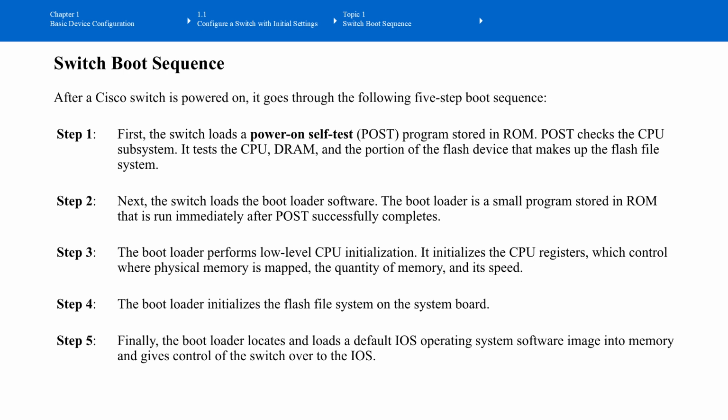It is stored in ROM, where ROM stands for read-only memory. This memory is a volatile memory, which means it stores data as long as it receives electricity. In other words, it only stores information if it's on. POST checks the CPU subsystem. It tests the CPU, DRAM, and the portion of the flash device that makes up the flash file system. Next, the switch loads the bootloader software. This is the minimum software to run the system.